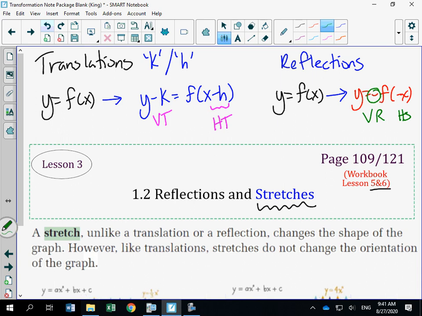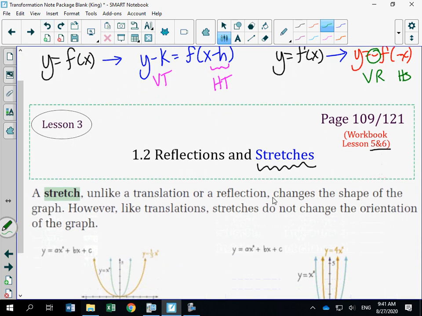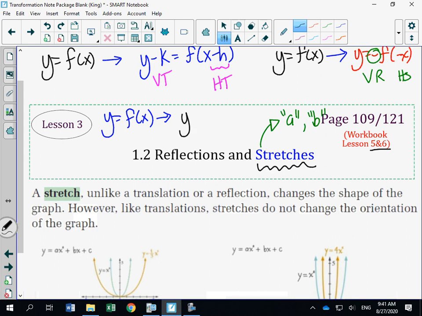Okay, what we're going to do now is take a graph and stretch it. I'm going to introduce two new parameters for stretching, and those two parameters are the a value, which you did in Math 20-1, and then the b parameter. We're going to be given our original function, y is equal to f of x, and after it undergoes those two stretches, our new function would be y is equal to a f open bracket b of x.